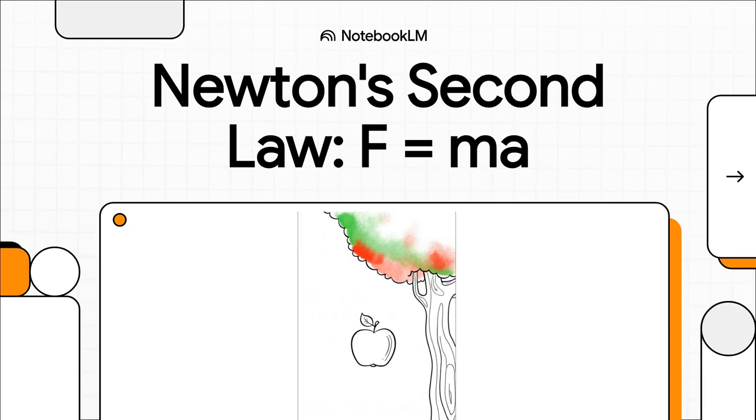Hey everyone, and welcome. Today we are jumping right into one of the most powerful rules in the entire universe. It's a principle that explains pretty much everything that moves, from a tiny apple falling from a tree to a baseball soaring through the air. Yep, we're talking about Newton's second law of motion.